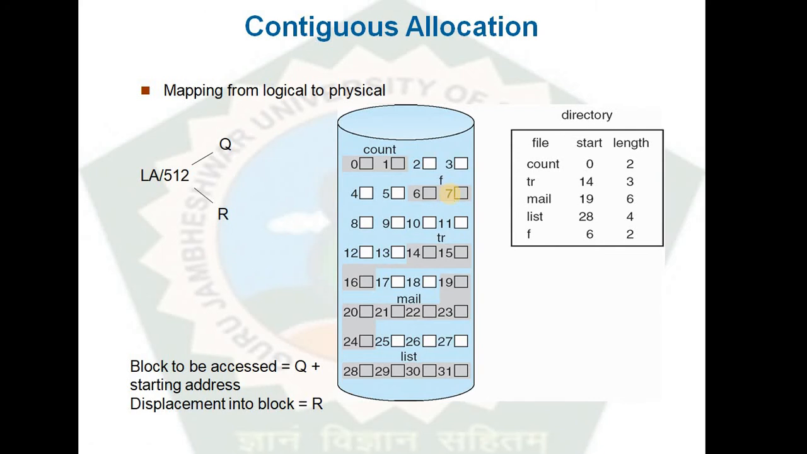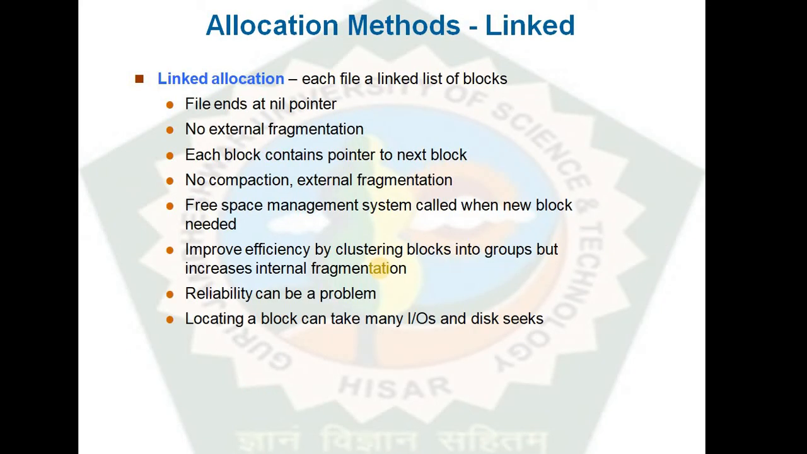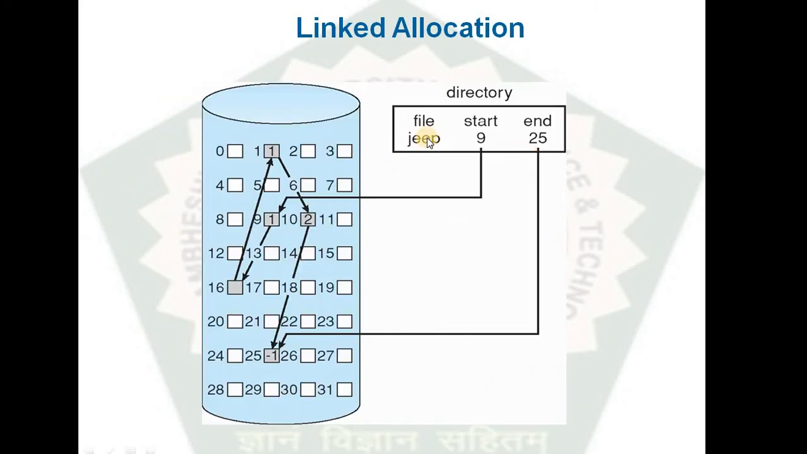That is known as external fragmentation, that can be removed by applying compaction, where all the occupied blocks are grouped together and all the free blocks are grouped together by reshuffling the files onto the secondary storage. This problem of external fragmentation can easily be removed using the linked allocation method that is implemented like this. It contains the file name and only the start address and the end address, and all the blocks contain the address of another block.